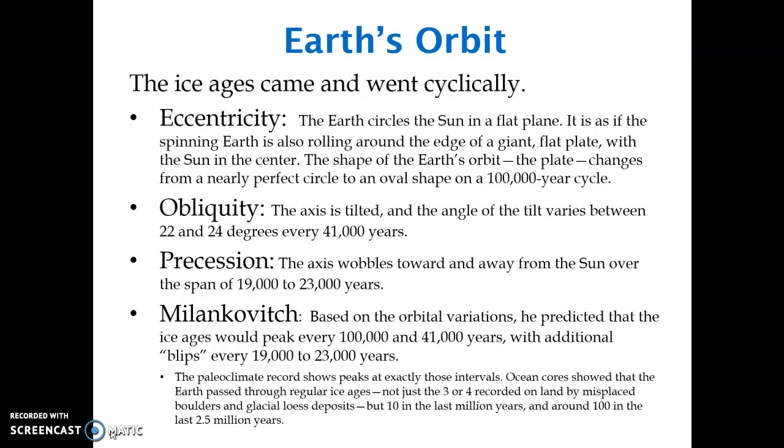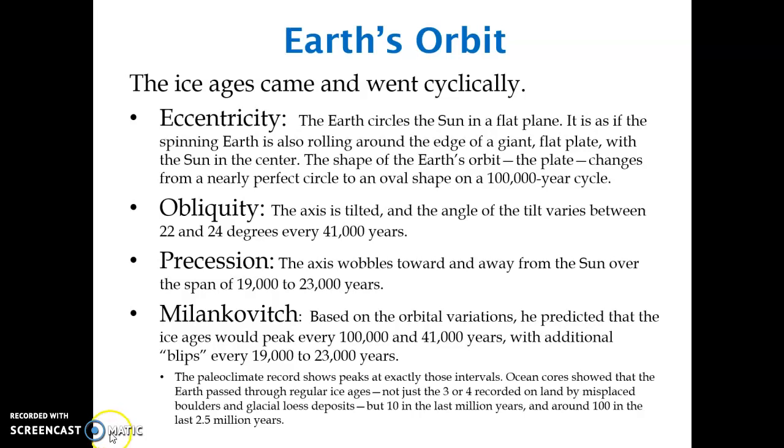Ocean cores also show that the Earth passed through regular ice cycles, not just the 3 or 4 that we have recorded on land by boulders and so forth, and glacial deposits, but 10 in the last million years, or around 100 in the last 2.5 million years.